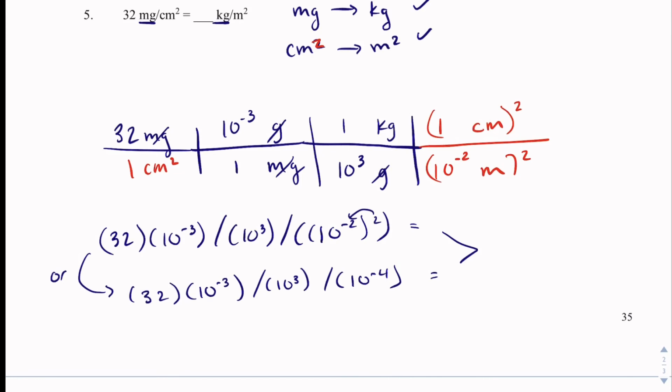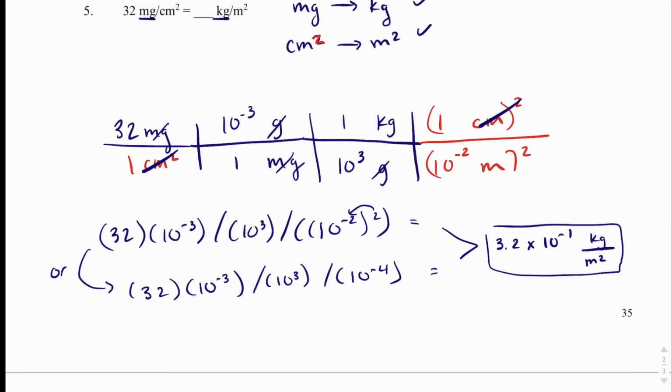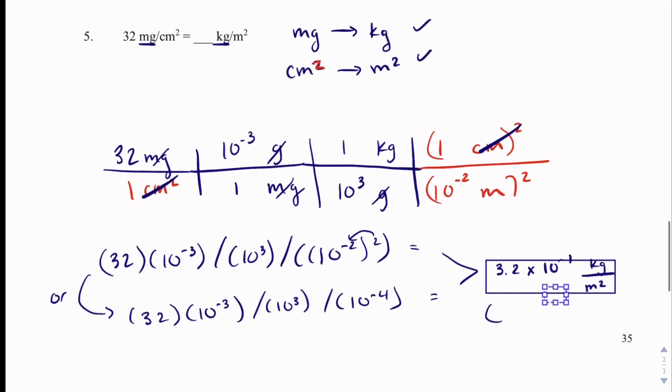And here we're going to get 3.2 times 10 to the minus 1. Our units, milligrams to kilograms, we already canceled those. And then centimeters squared, we're left with kilograms divided by meters squared. Okay, our significant figures are still the same there, so we are good. Okay, you could have also written this, your calculator may have given you 0.32 kilograms per meters squared.